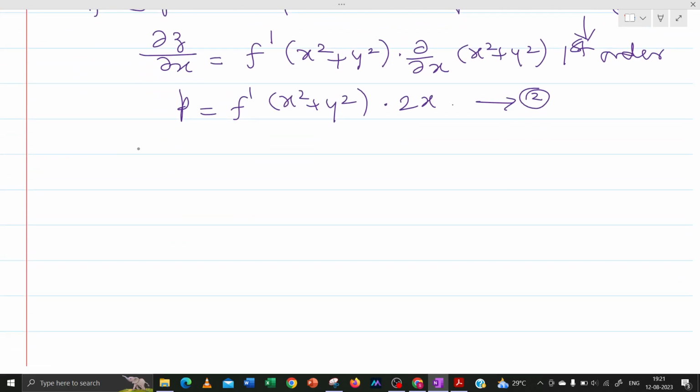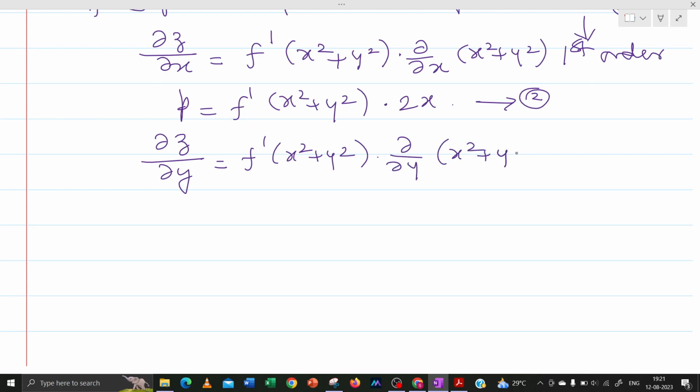If you differentiate with respect to y, then dou z by dou y equals f dash of x square plus y square, then you differentiate x square plus y square with respect to y. So dou z by dou y, that is q, equals f dash of x square plus y square, then dou by dou y of x square plus y square is 2y, which is equation number 3.